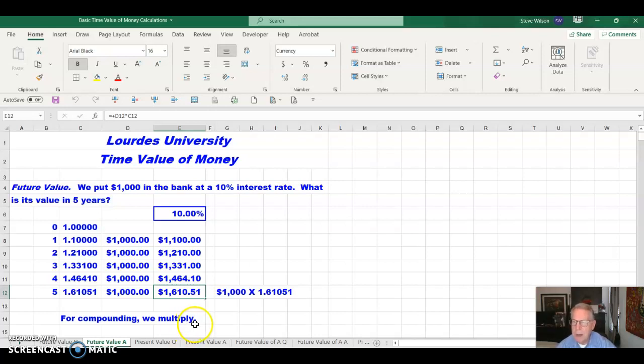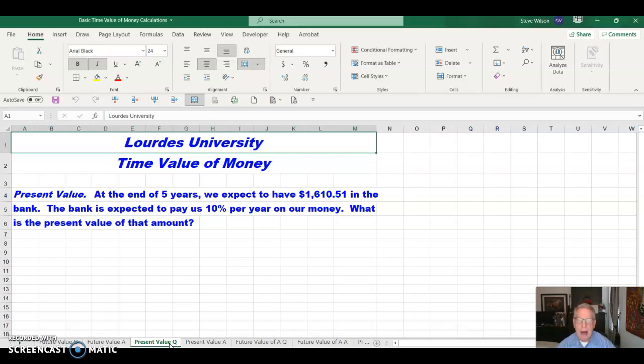Okay, so now, present value of an amount. Here it's a little bit different. The present value is what that money in the future is worth today. So here, at the end of 5 years, we are expecting to have $1,610.51 in the bank, and the bank is expected to pay us 10% per year on our money. What is the present value of that amount? Well, the setup is exactly the same.